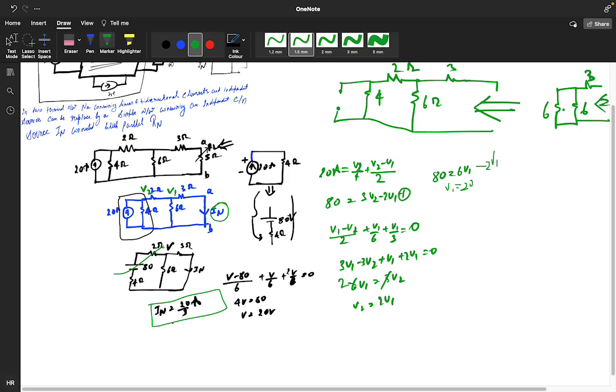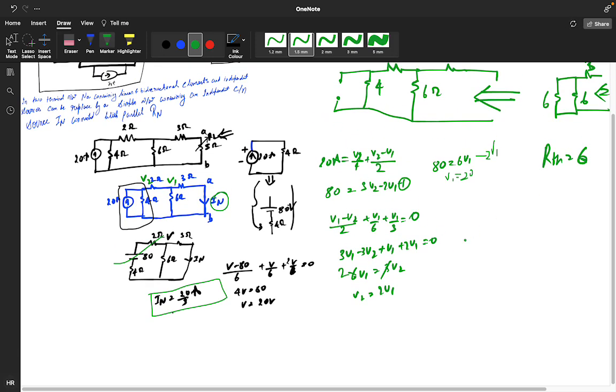I was saying from this. So 6, 6 parallel will be 3. 3 plus 3 will be 6. So RTH you will get 6 only. So what will be the Norton equivalent circuit you will get?